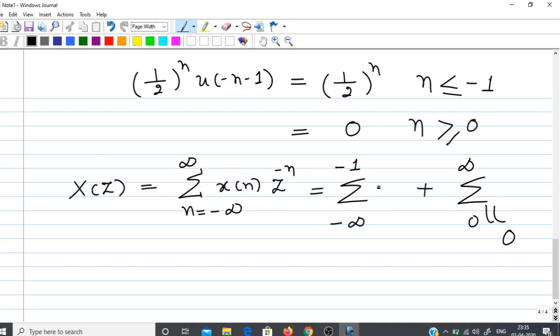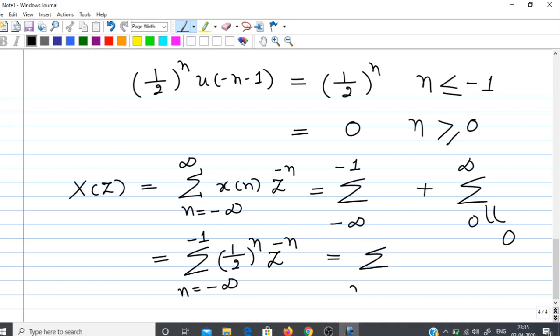But the other summation would be non-zero. What would this summation be? It is n from minus infinity to minus 1, and in this range it is x of n, half to the power n, u of n, z to the power minus n. Now, if I combine the z and half terms, I can write the summation from n equals minus infinity to minus 1 of half z inverse to the power n.